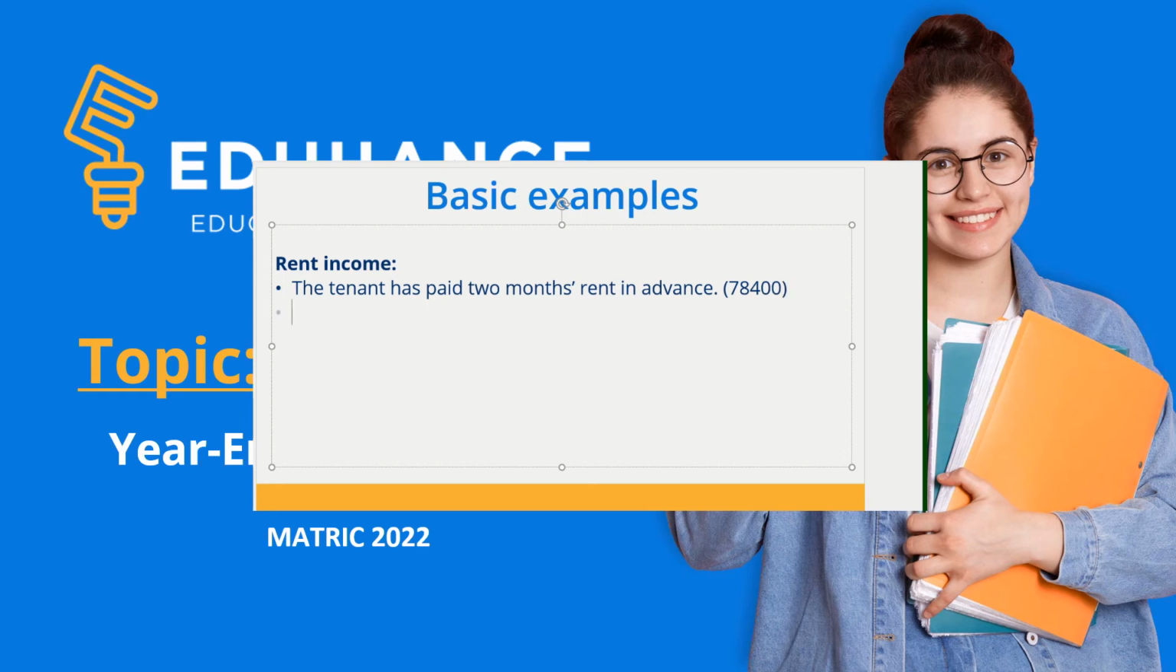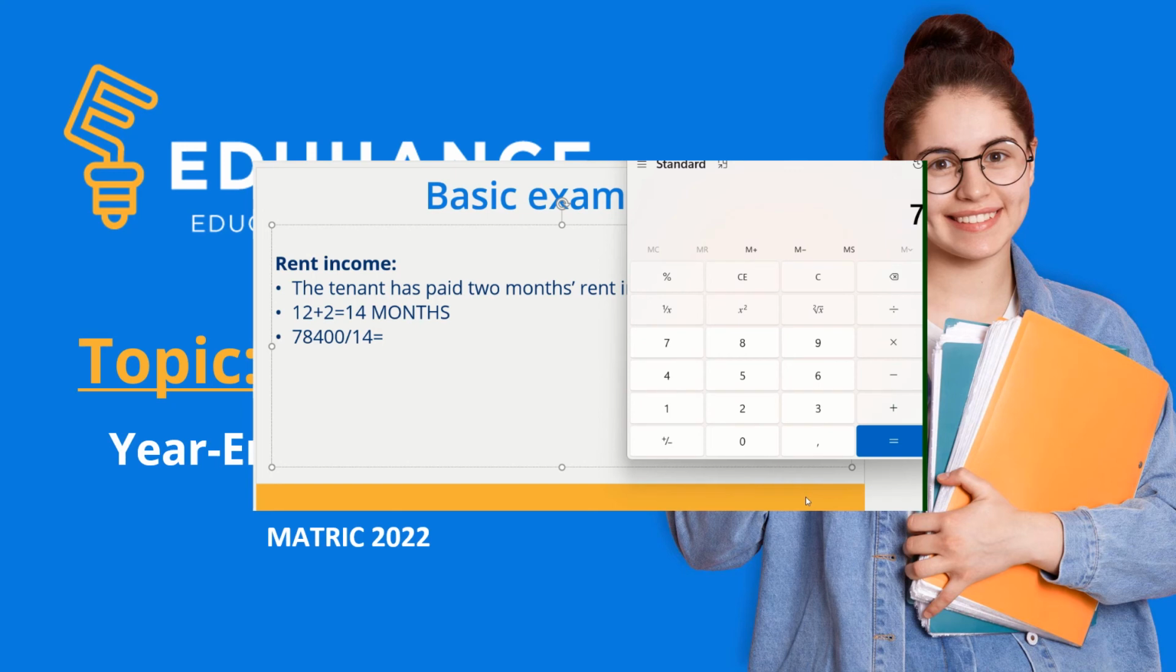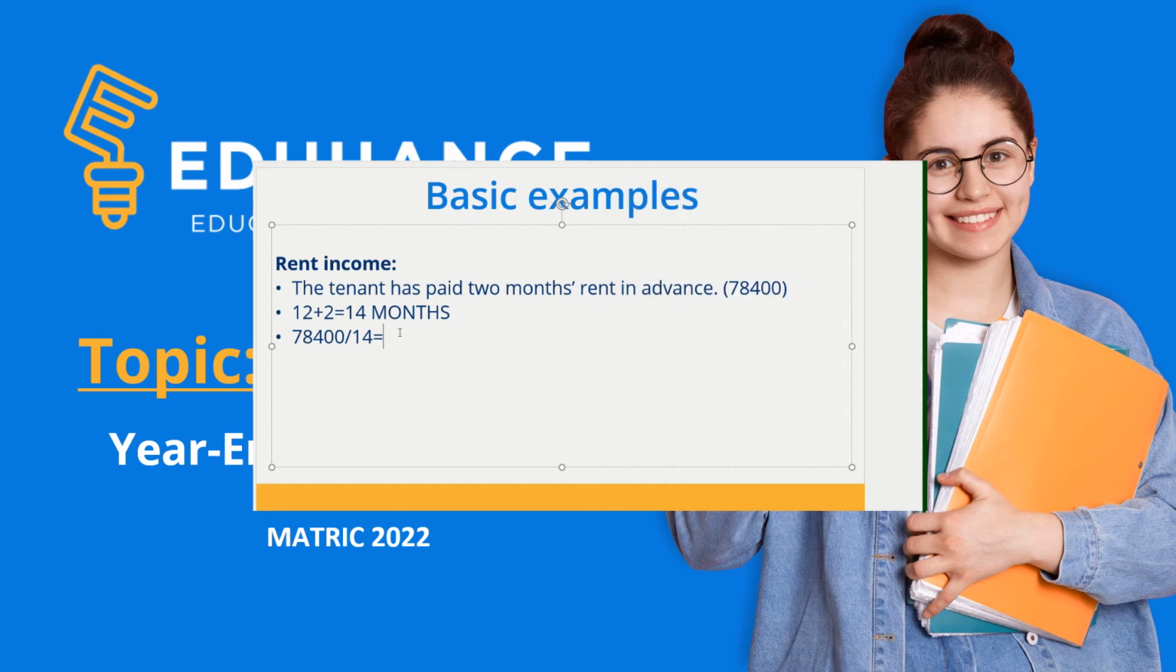So here the tenant has paid 2 months rent in advance. That means we've paid for the 12 months of the current financial year plus 2 months extra, which will give you 14 months in total. We need to calculate how much is each month's rent. So we divide the amount by 14. That gives you each month's rent income of 5,600.